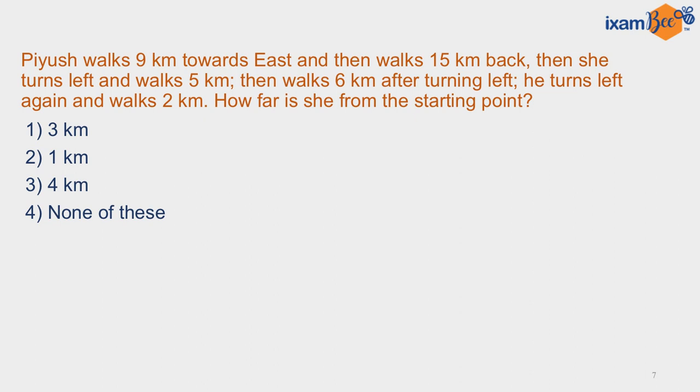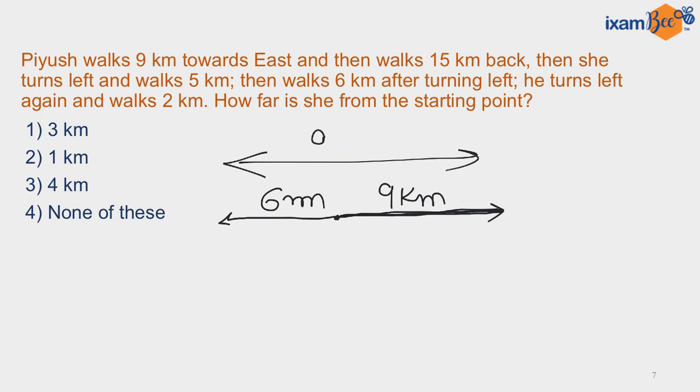In the next question, Piyush walks 9 km towards east direction. So this is the starting point of Piyush and he walks 9 km towards east. Then he walks 15 km back. So he walks 6 km over here, because he already traveled 9 km and 9 plus 6 becomes 15. So he will reach this point now.